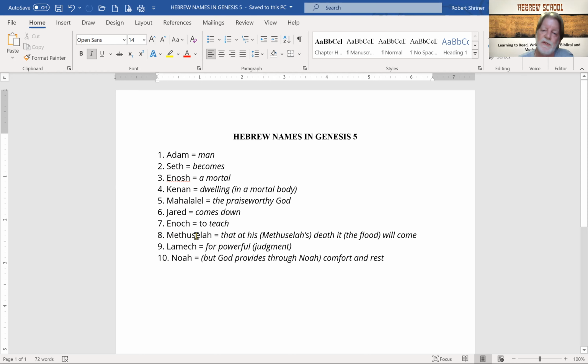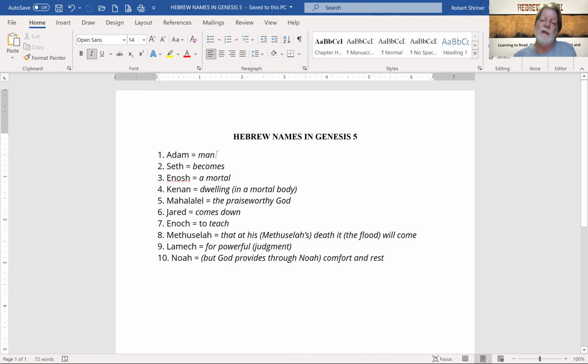Methushalah is kind of a long name. What it literally means is he will die when it comes, or actually, when it is sent. So when it is sent, he will die. Lamech is talking about powerful, usually in a negative sense, like a strong or harsh judgment. And then Noach means comfort or rest. So let's put them all together and see if there's a hidden meaning.